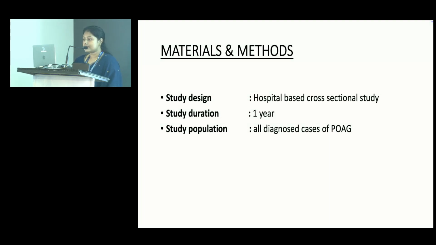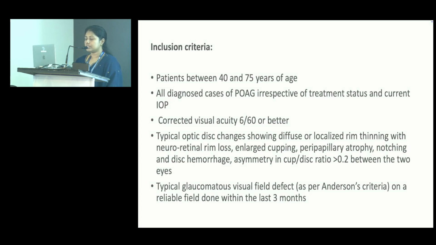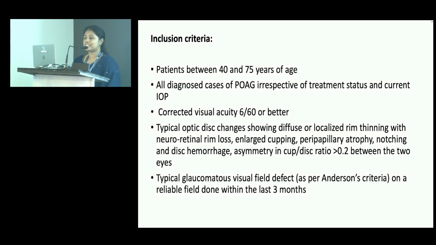The study design is a hospital-based cross-sectional study for 1 year, and the study population includes all diagnosed cases of POAG. The inclusion criteria are patients between 40 and 75 years of age, all diagnosed cases, irrespective of their treatment status and current IOP status, and corrected visual acuity of 6/60 or better.